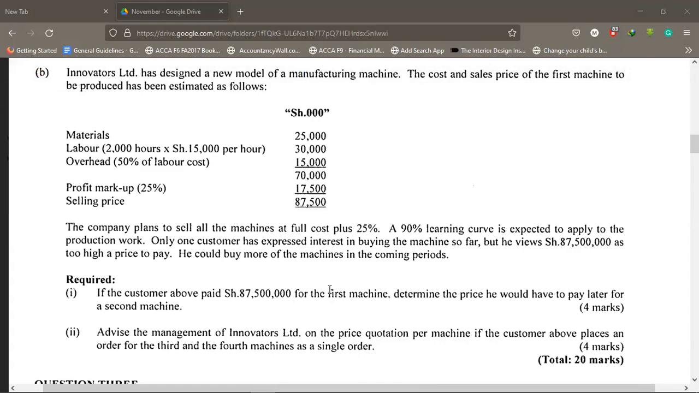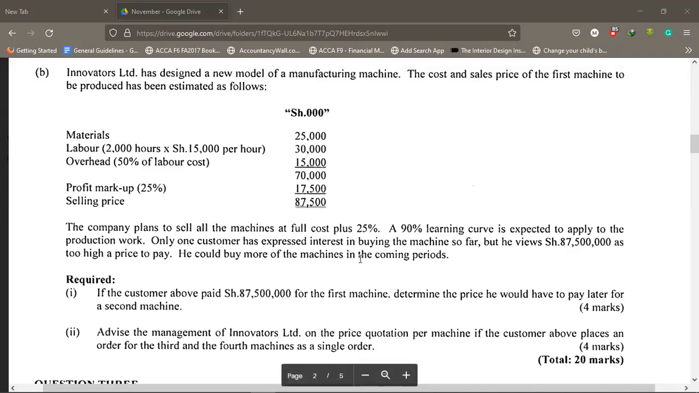I want the second machine, how much will we produce it for? What is the cost for the second machine? Because already the first car has gone. Is it not true? The first car cost 87.5 million. Remember the second machine will not be costing 87.5 because of the adjustments that you're going to be doing in labor. And remember now, the first machine is incurring 2,000. What will be the labor cost for that second machine?